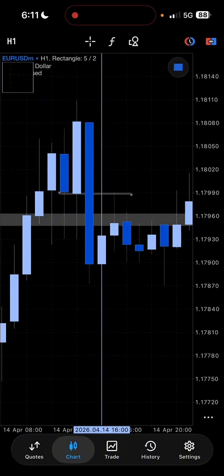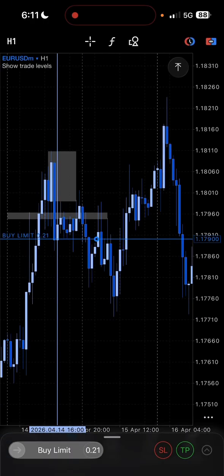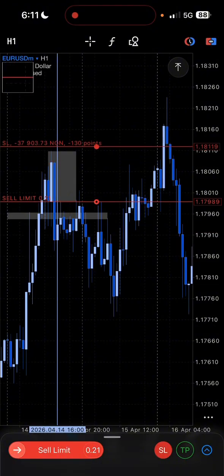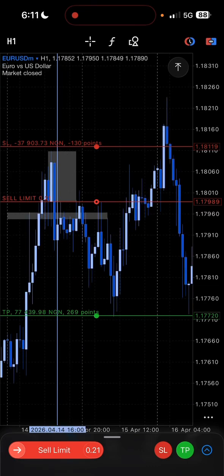Good break of structure right here. Take our entry from there. Take our entry from here. Stop loss above a bit. This is 130. So 1:2 hitting TP. So you are seeing right here, hitting TP 1:2.